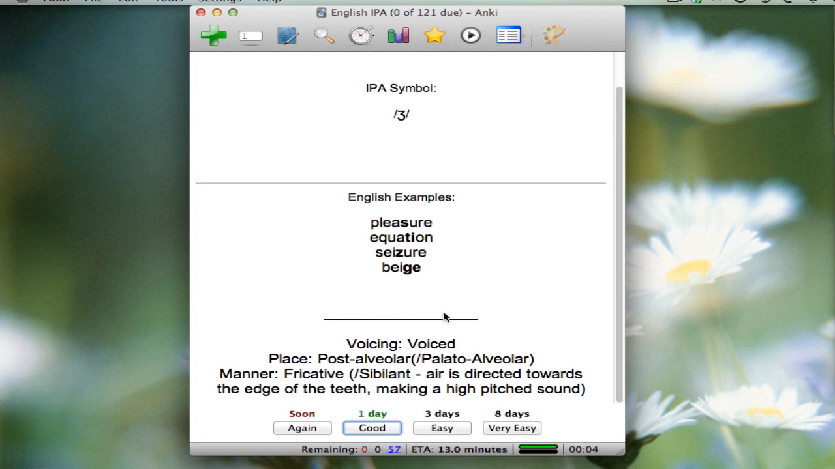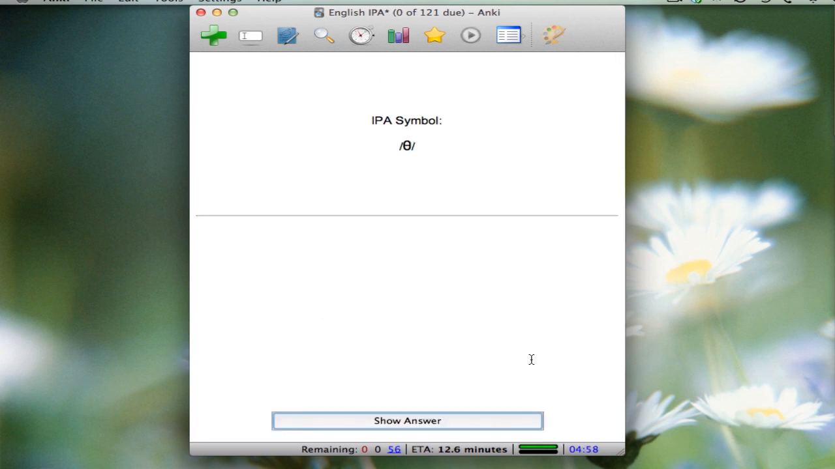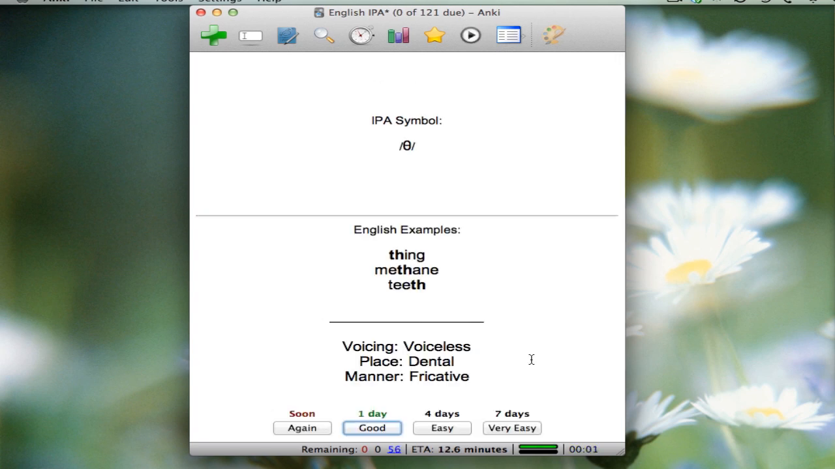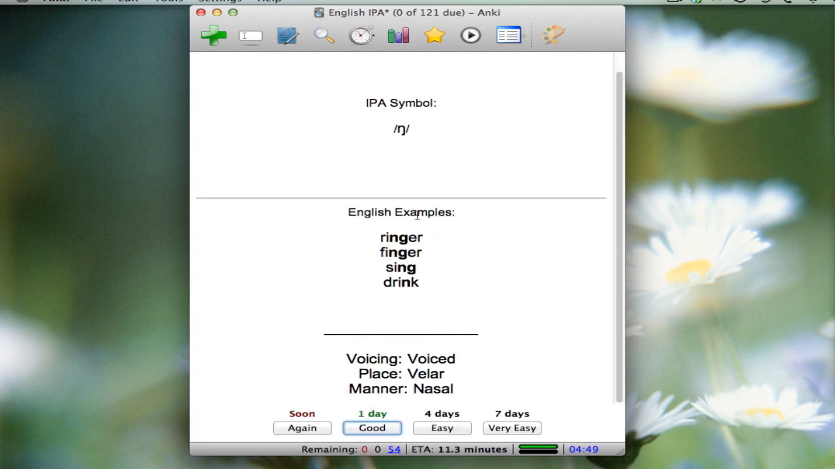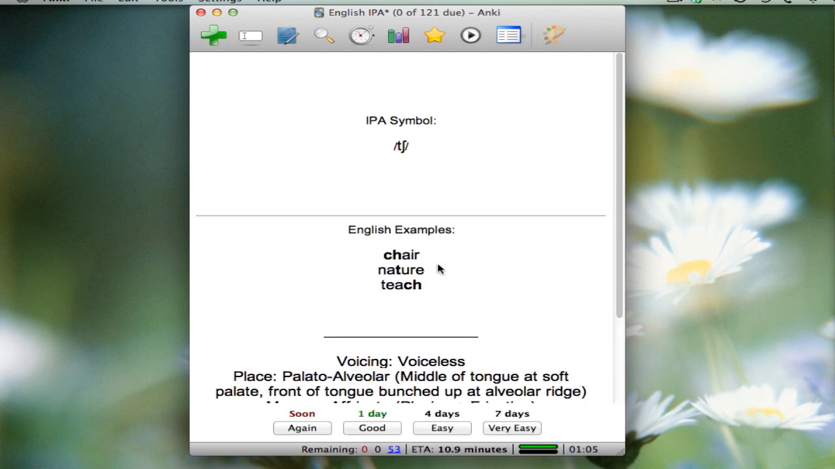Je is same thing. You'll notice I've also put in its palatal alveolar. It's in the same place as sh. Je, sh. Th is straightforward. This is a dental fricative, voiceless. Always spelled TH. And the, same thing, always spelled TH. It's a velar nasal consonant. This is straightforward.